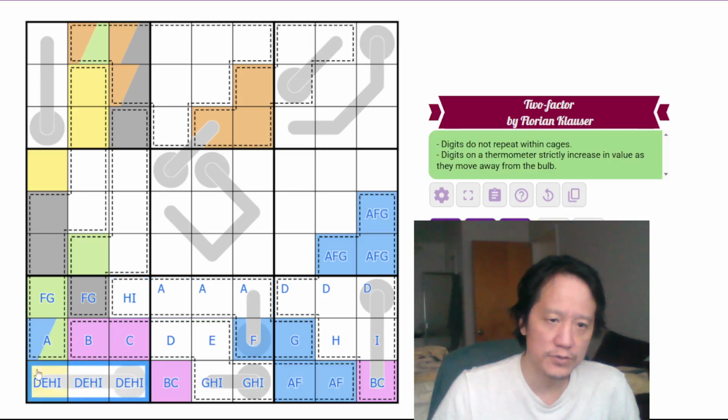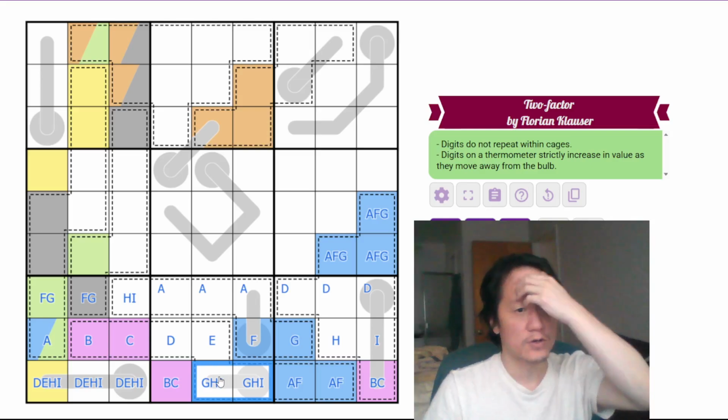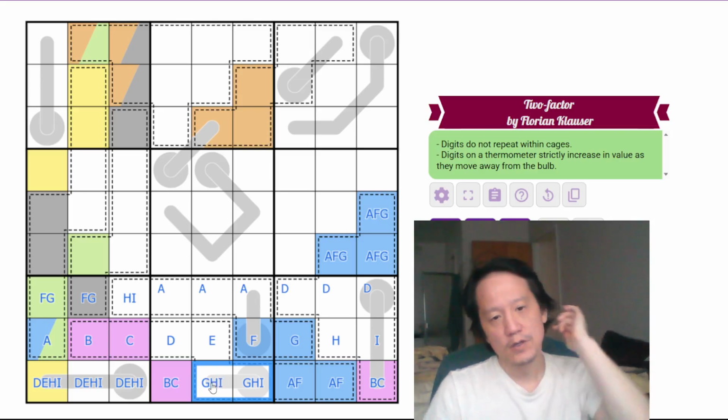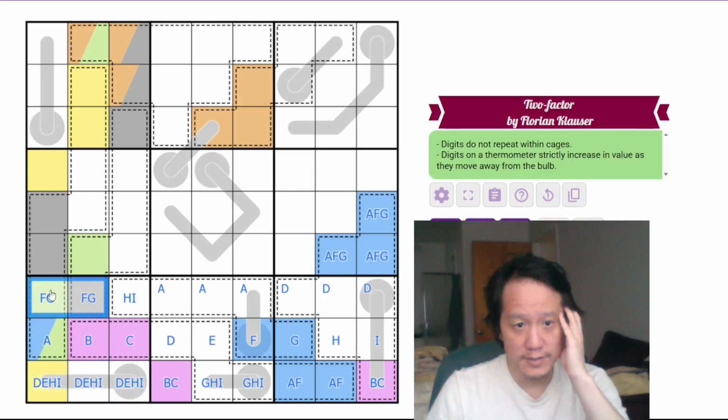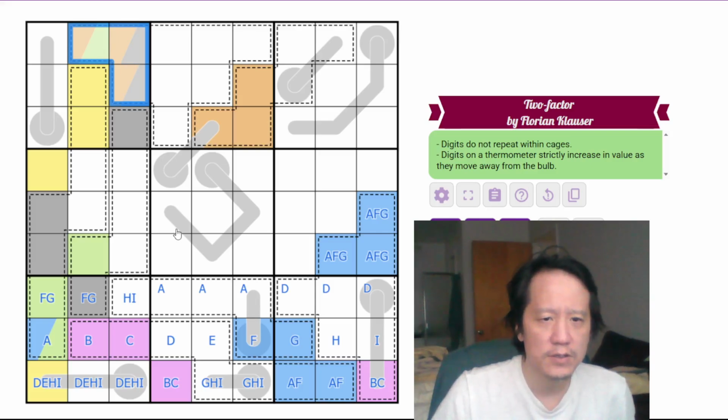F cannot be here. So F has to be one of these two because it can't be here because of the cage. G cannot be any of these. Cannot be this. Cannot be the B or C because these match here. So G has to be one of these digits here, which means it cannot be here. It has to be here. So this is A, F, and G. I think then that also means this has to be A, F, and G here. Right?